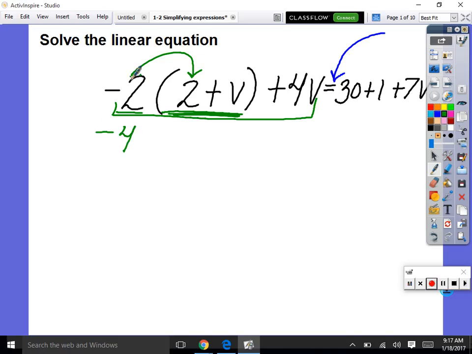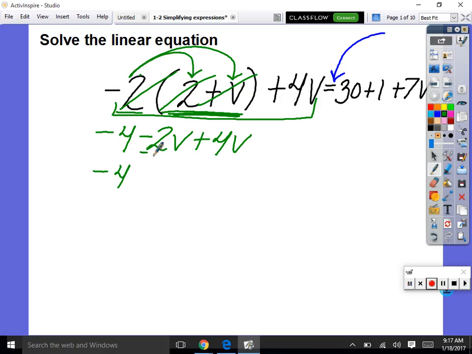-4. Now this is where people forget. -2 times v is -2v. Now look, I'm going to cross those out because that's how far I've gotten here. Now I have plus 4v. Is there more we can do to this side of the equation? Yes, combine like terms. So we have -4, and then -2v plus 4v is how many v's? Positive 2v, right, everybody? So I have plus 2v. Now I just took care of this entire side of the equation.